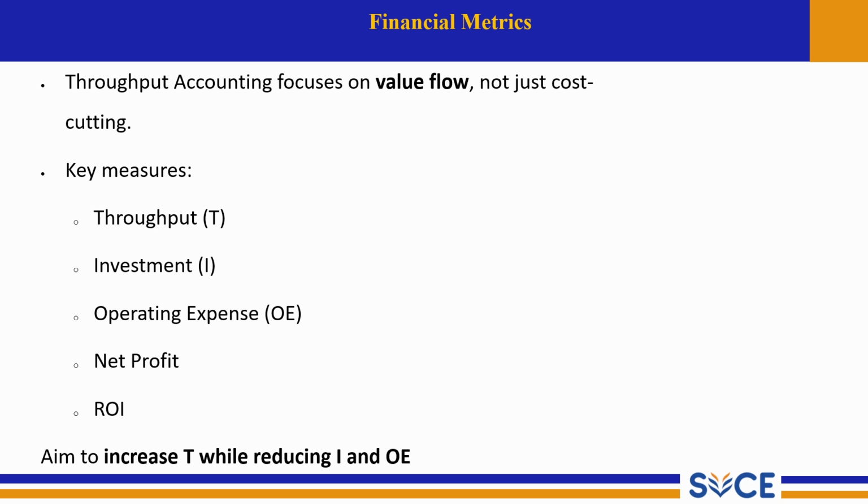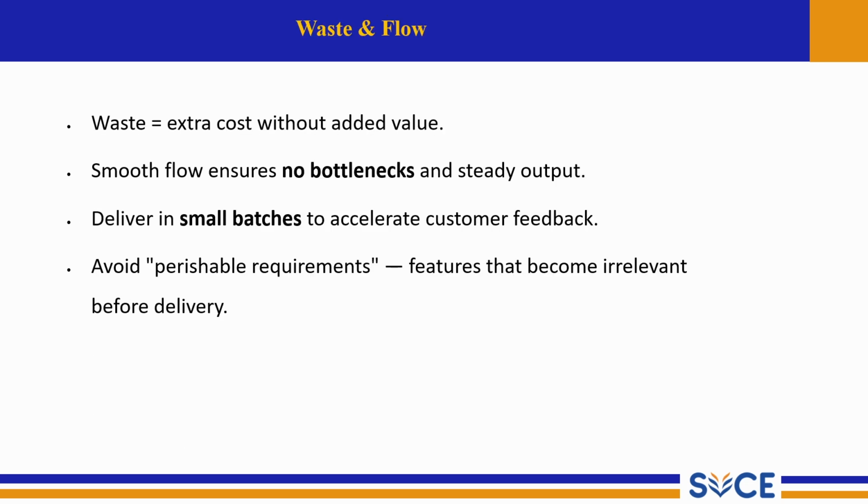Throughput accounting focuses on value flow, not just cost cutting. Here, the key measures are throughput, investment, operating expense, net profit, and ROI. It aims to increase the throughput while reducing the investment and operating expense. Here we will see what waste is and how work will flow.